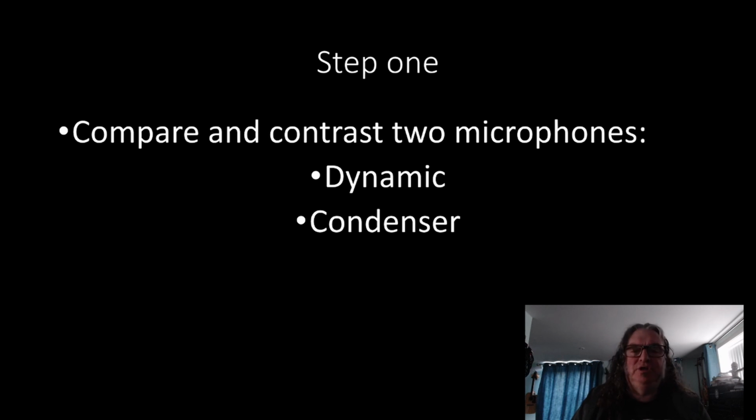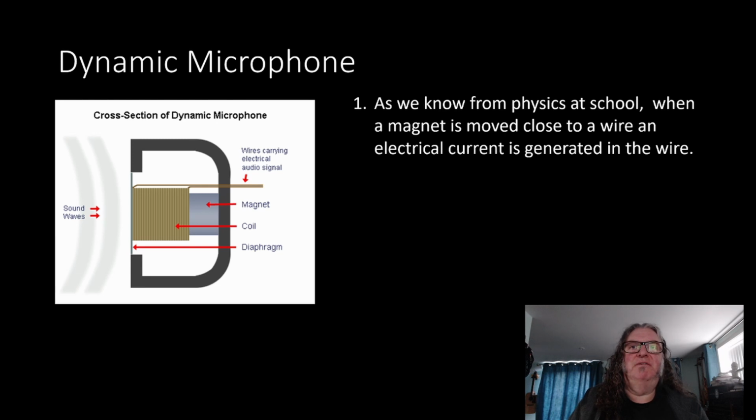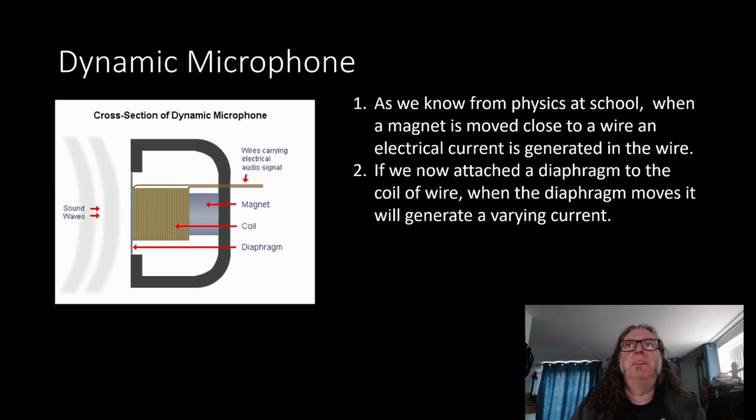So let's compare these two microphones, a dynamic and a condenser. We'll start off with the dynamic. You can see there the basic bits of a dynamic mic are a magnet, a coil and a diaphragm. And from our physics lessons at school, we know that when a magnet is moved close to a coil of wire, electrical current is induced or generated in the wire.